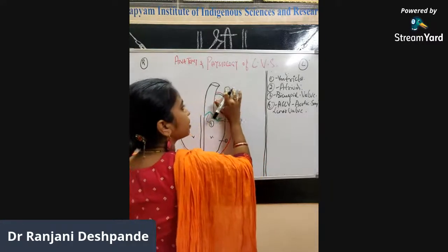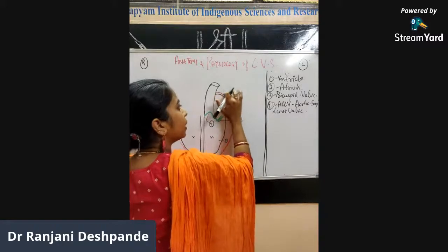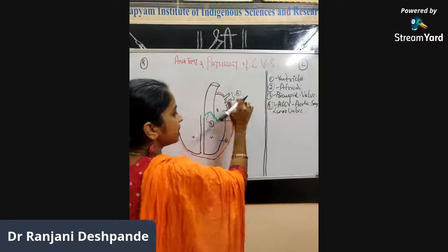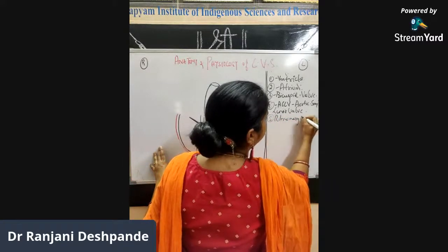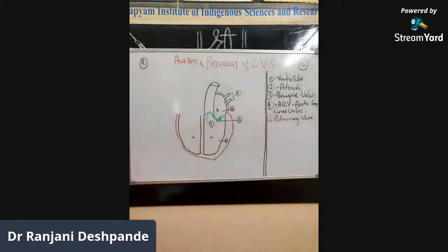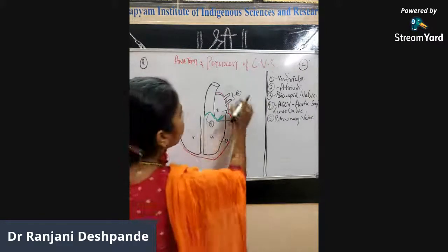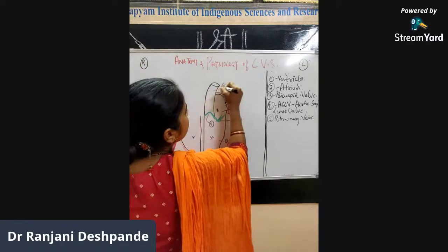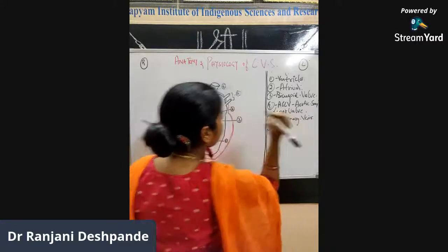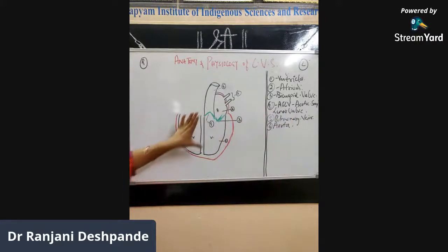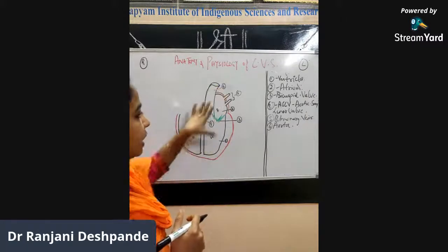I'll just erase this, not to get confused. This 4 depicts 4 pulmonary veins. So this is the pulmonary veins. So the next one what we have is this. This is nothing but the aorta. Okay. So now this will complete a picture of the left side of the heart.